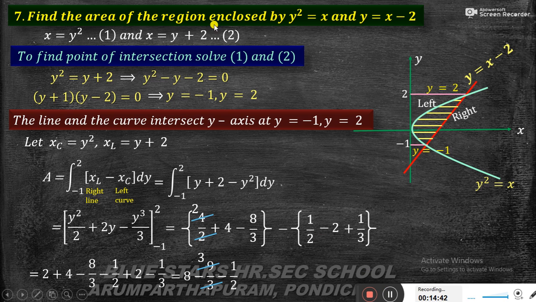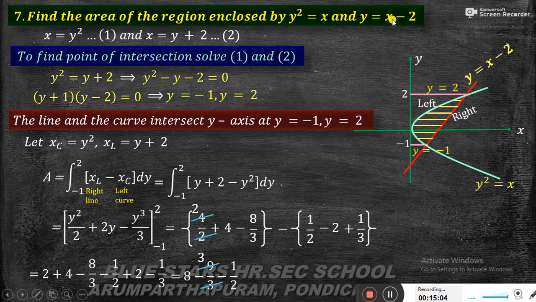So find the area of the region enclosed by y square equal to x and y equal to x minus 2. So y square equal to x is a parabola along the x axis. y equal to x minus 2 is a line. So first I draw the parabola, and next the line equation.